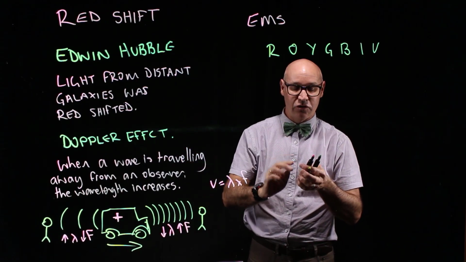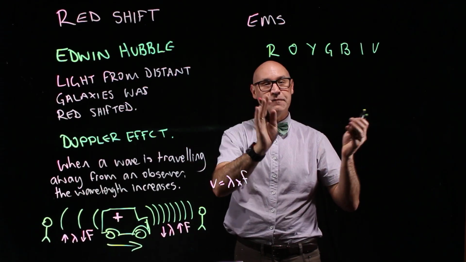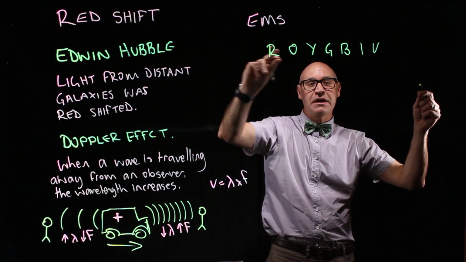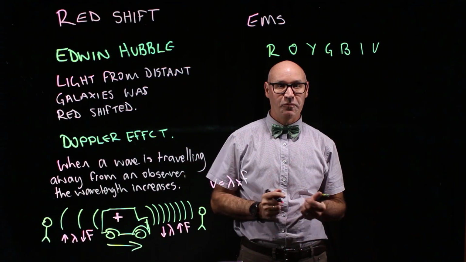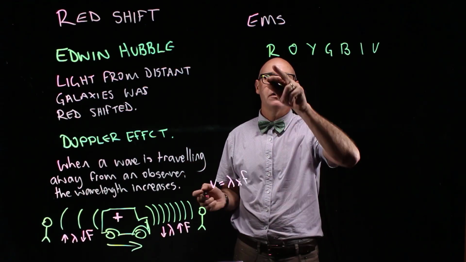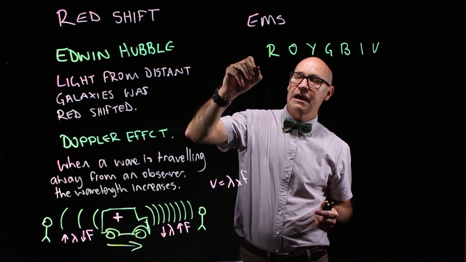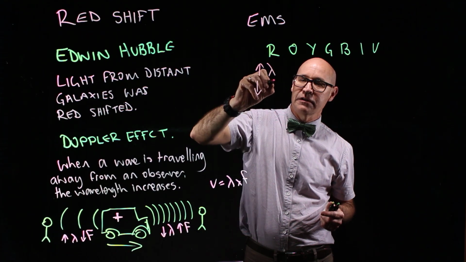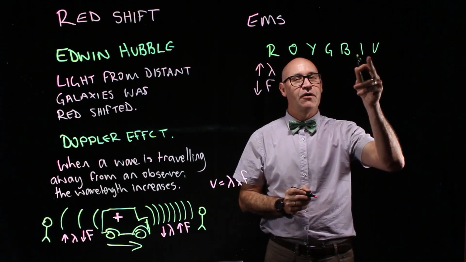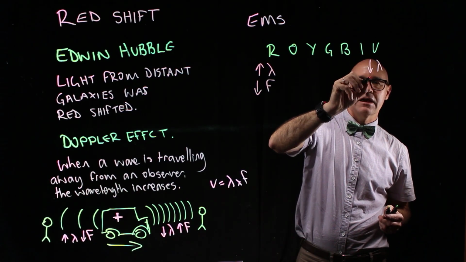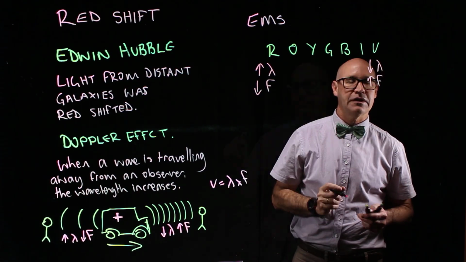Let's have a look at the frequency and wavelength. Remember, with the electromagnetic spectrum, what changes? The speed of the wave is the same all the way through the spectrum. What changes is the frequency and the wavelength. The red part of the spectrum has a longer wavelength and a lower frequency. The violet side has a shorter wavelength and a higher frequency.